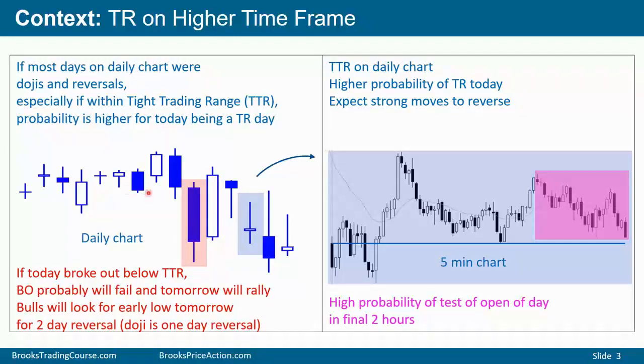Well, every bar to the left has either been a one-day reversal or a two-day reversal. And therefore, if you see a big bear breakout, you're going to assume it's going to be part of a two-day reversal, and that means tomorrow is going to be a bull day. And therefore, when you see this close tomorrow, you have to assume we're going to get an early low of the day, and the day will try to be a bull day, reversing this day.